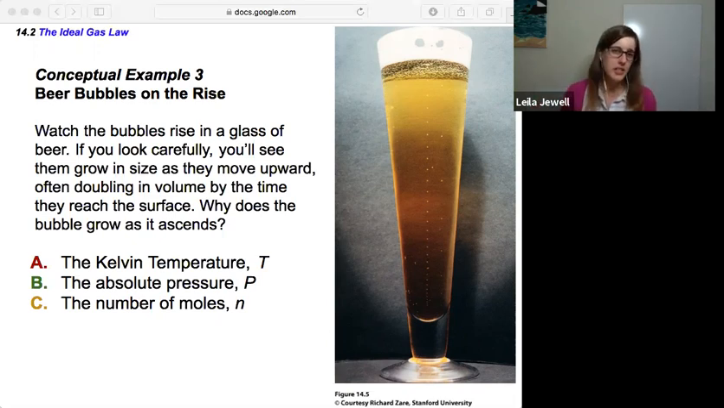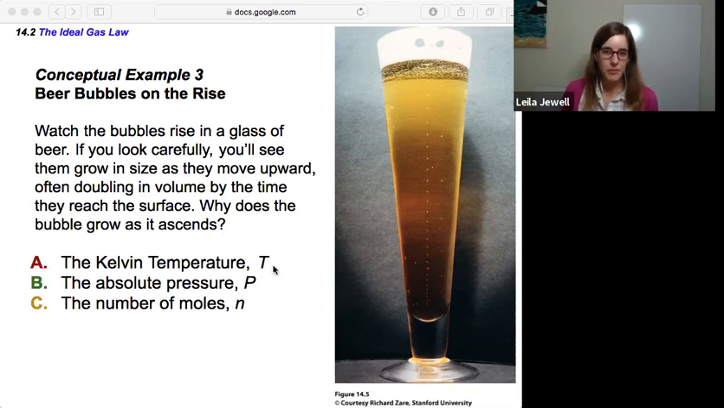So why does the bubble grow as it ascends? Is it A, because of the Kelvin temperature, B, because of the absolute pressure, or C, the number of moles, N? I want you to think about this and come up with an answer before you move on. Go ahead and pause the video now. All right, hoping you did that. Okay, well, let's look at the different possibilities here.